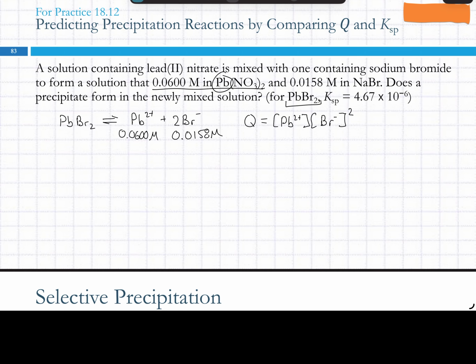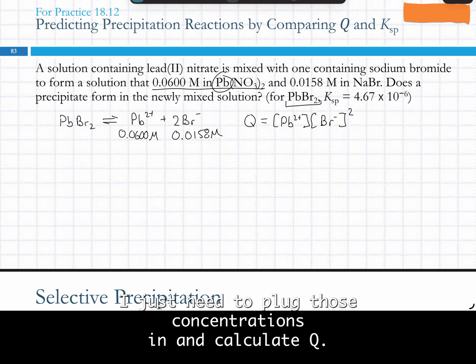0.0158 molar. And really, I just need to plug those concentrations in and calculate Q.